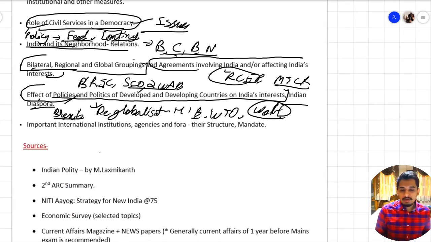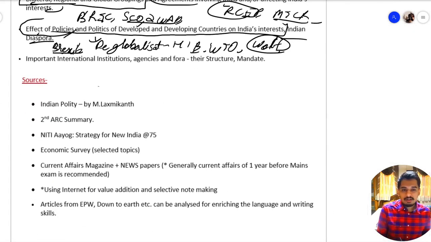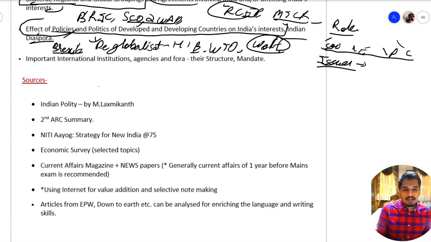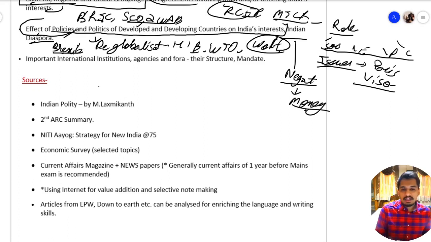In Indian diaspora, we will have what is the role of Indian diaspora, the positive role, like they have a social role, an economic role, a political role, a cultural role. What are the issues with respect to Indian diaspora? One of the issues is that they face racism. Then we have visa issues also. Then what is the negative role of Indian diaspora? Some of the Indian diaspora are involved in money laundering. So this is a negative role also.